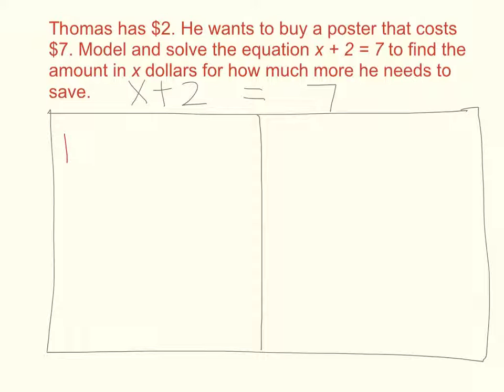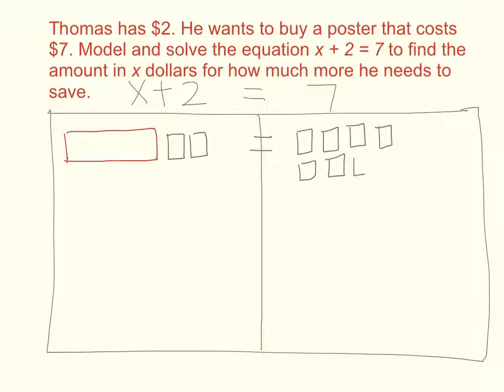x plus 2. x is going to be represented by a long bar tile. And my 2 will be represented by 2 small square tiles. That is x plus 2. On the other side of the equation, here's our equal sign. I have the number 7. I do not need another x tile, because there's no x on this side of the equation, just a 7. So I'm just going to represent it with 1, 2, 3, 4, 5, 6, 7.